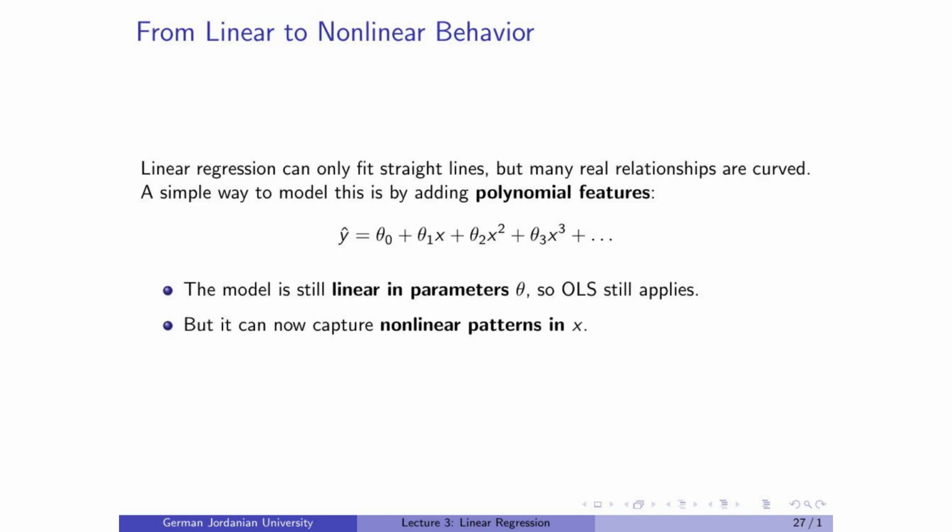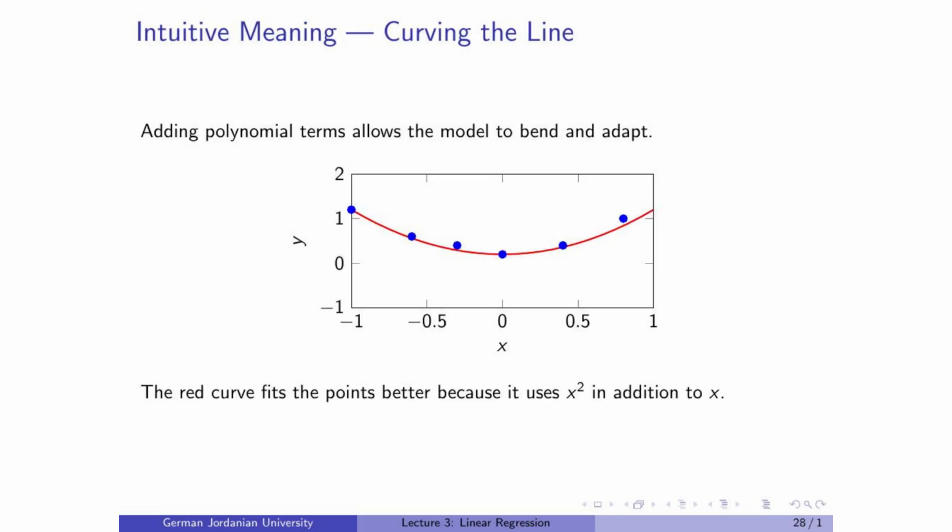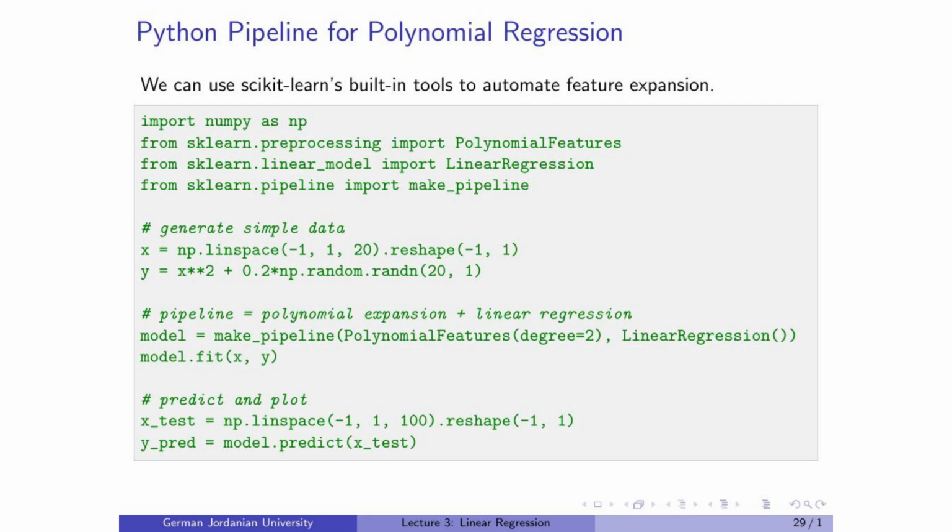Straight lines can't model curves. Polynomial regression adds x squared, x cubed, and more to capture curved patterns, still linear in parameters but non-linear in shape. Adding x squared lets the model bend smoothly through the points, fitting data better than a straight line. With scikit-learn, we can build a full pipeline, polynomial features to expand x, then linear regression to fit using OLS. It trains a curved model automatically.